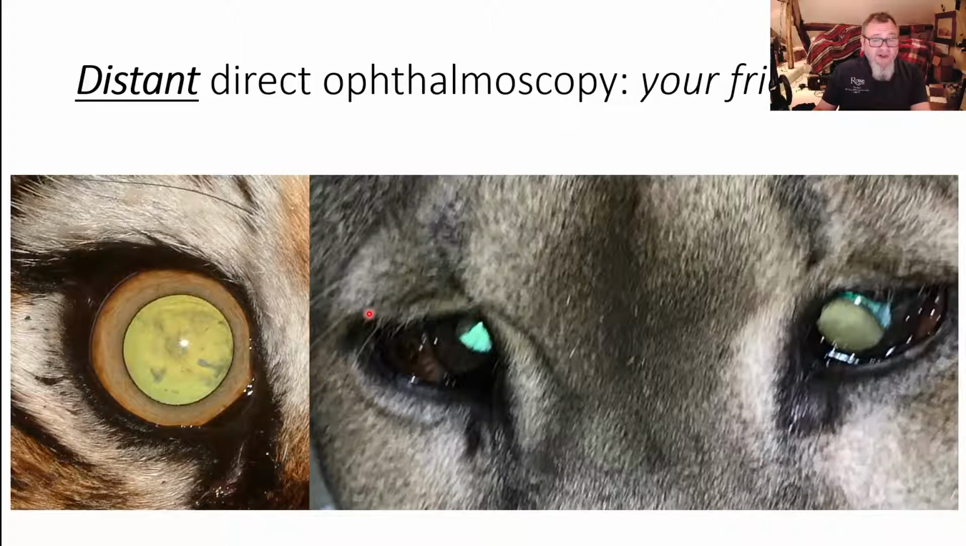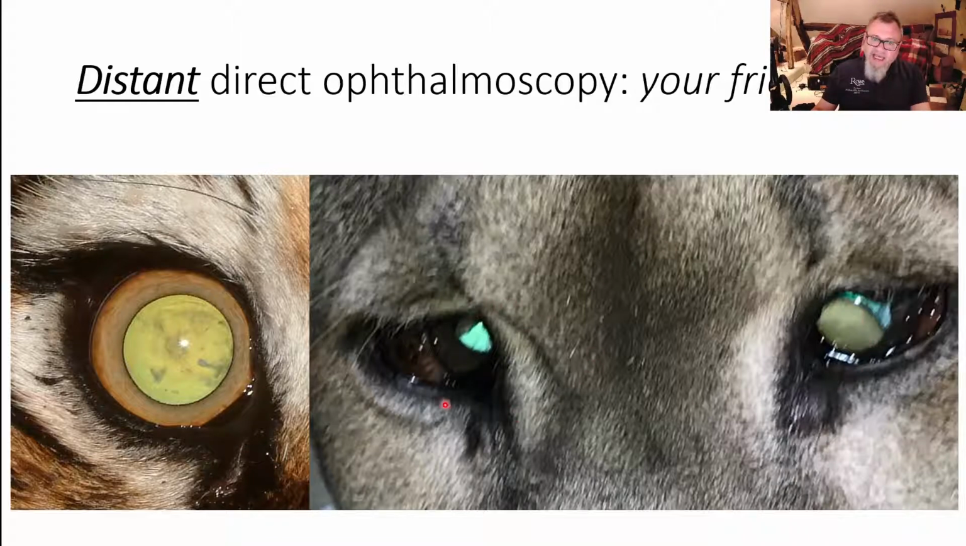It's very useful for our patients who are perhaps less compliant. This is a tiger we dealt with many years ago down in Devon, and through the bars of the cage we could get a lovely photograph with Purkinje reflections, which shows us all these lesions which are actually cataracts. These are immature cataracts caused by the incorrect milk replacer in this beautiful large cat.